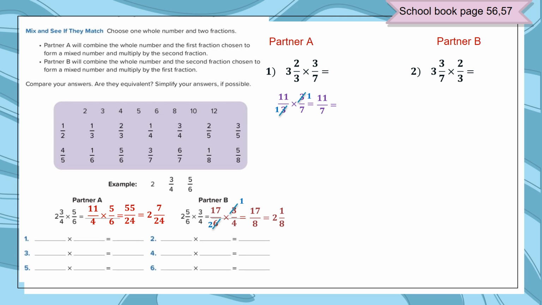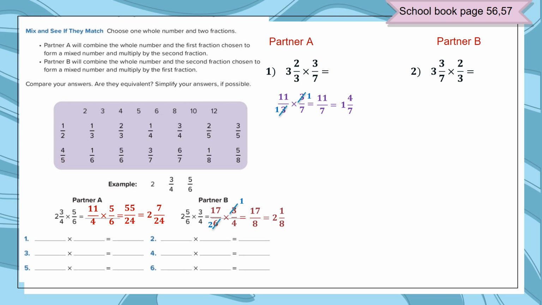How many 7s in 11? Let's say multiples of 7. 7, 14. So I have only one whole, and remainder 4. So it will be 1 and 4 over 7.